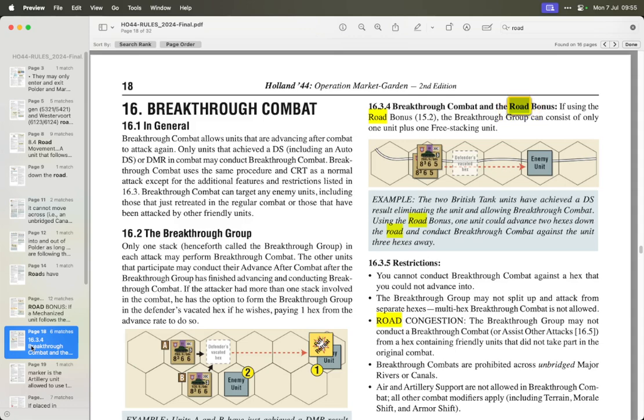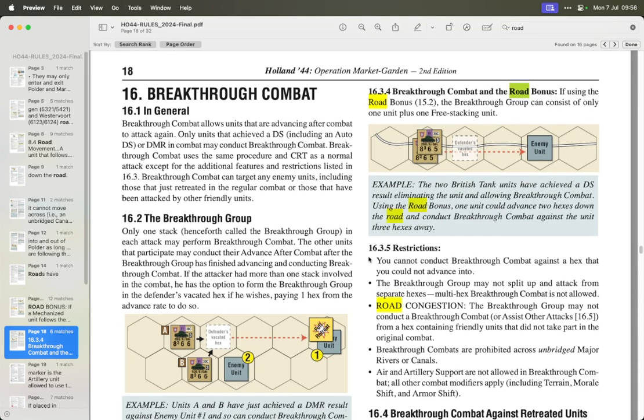The stacking limit is any 2 units plus one free stacking unit. Stacking. Road congestion. The breakthrough group may not conduct a breakthrough combat from a hex containing friendly units that did not take part in the original combat. Oh, you have to tell that one to me in a second. 16.3.5, that might be what you're thinking about.